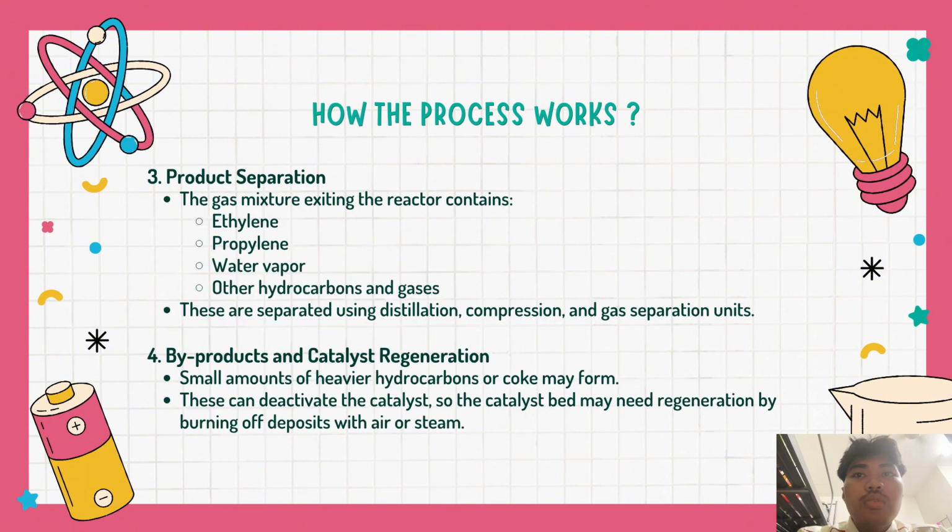The third is product separation. The gas mixture exiting the reactor contains ethylene, propylene, water vapor, and other hydrocarbons and gases. These are separated using distillation, compression, and gas separation units. The fourth is byproduct and catalyst regeneration. A small amount of heavier hydrocarbon or coke may form. This can deactivate the catalyst, so the catalyst bed may need regeneration by burning off deposits with air or steam.